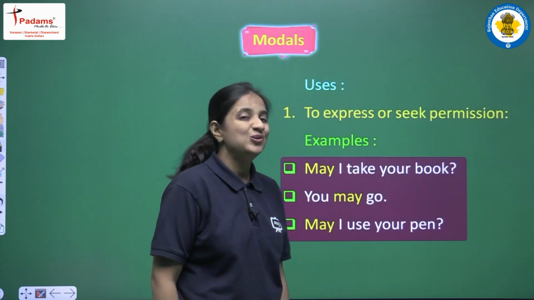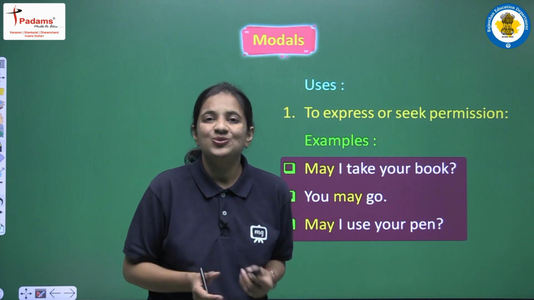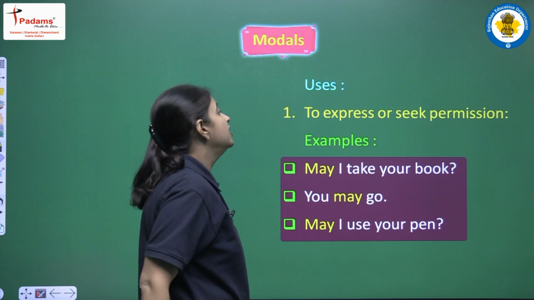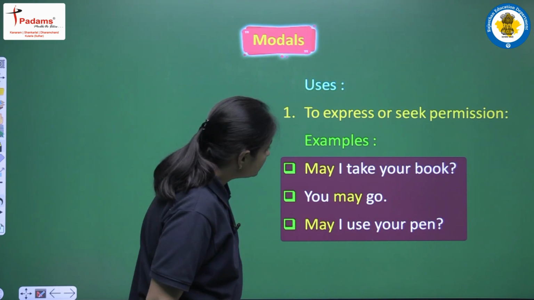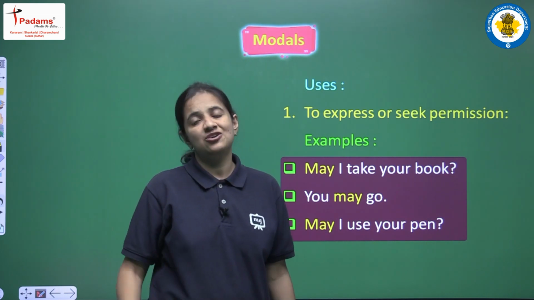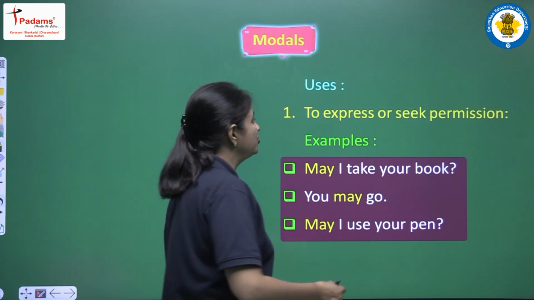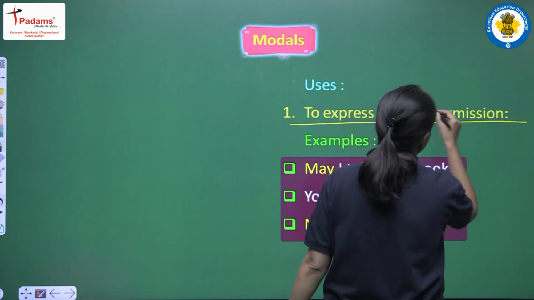Next we are having the uses. Let's see what are the uses of this modal, that is may. So let's read the first use. It is used to express or seek permission. So the very first use of may, that is a very common use also. It is used to express, or we can say to seek, permission.